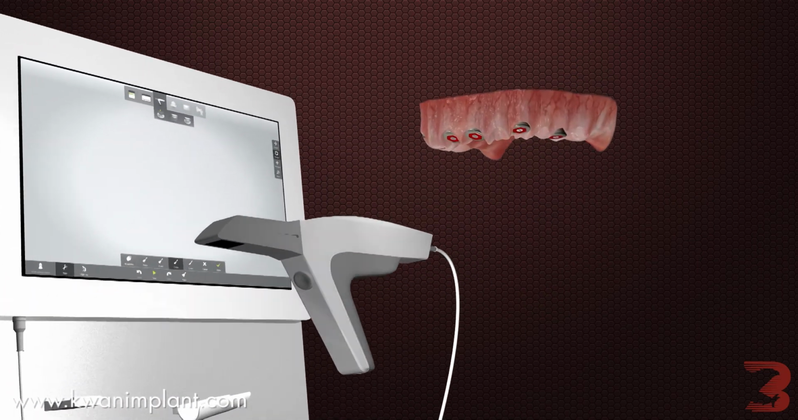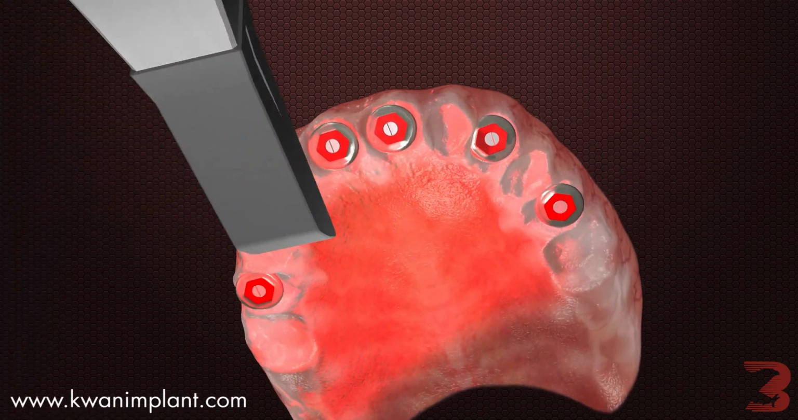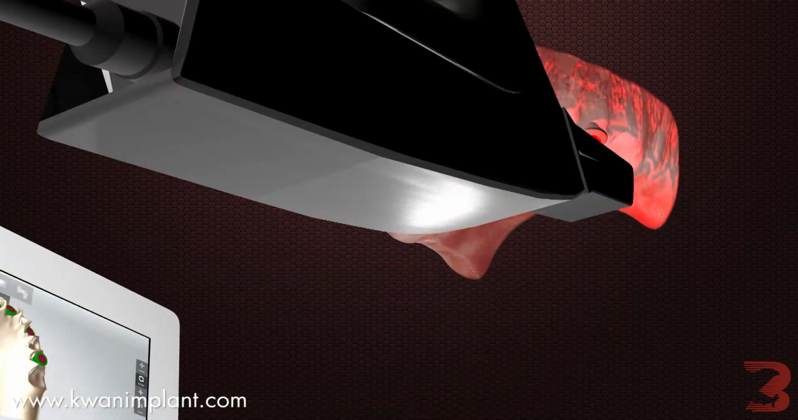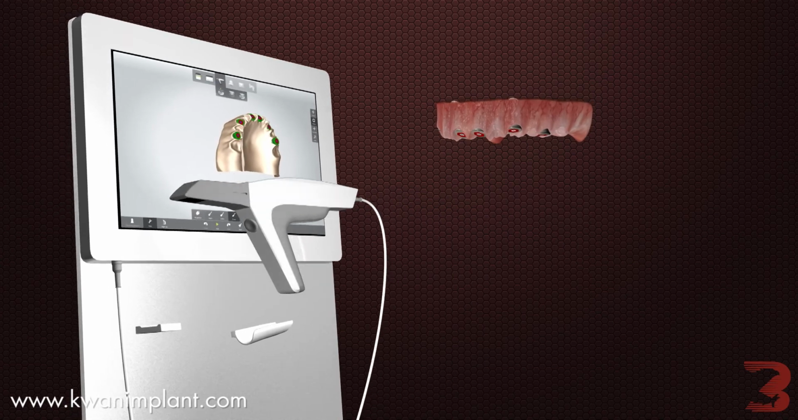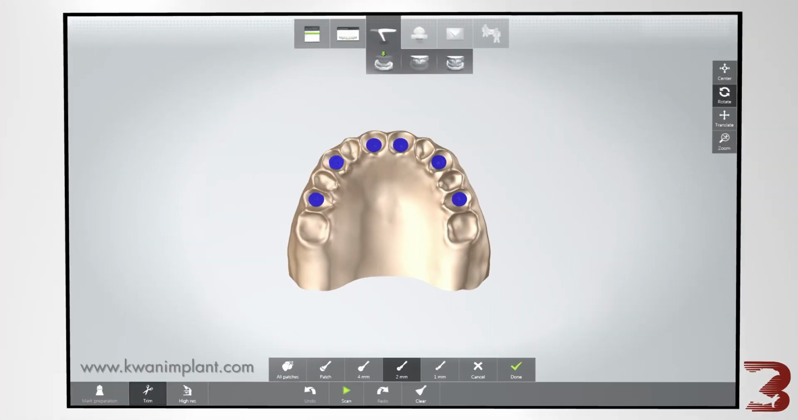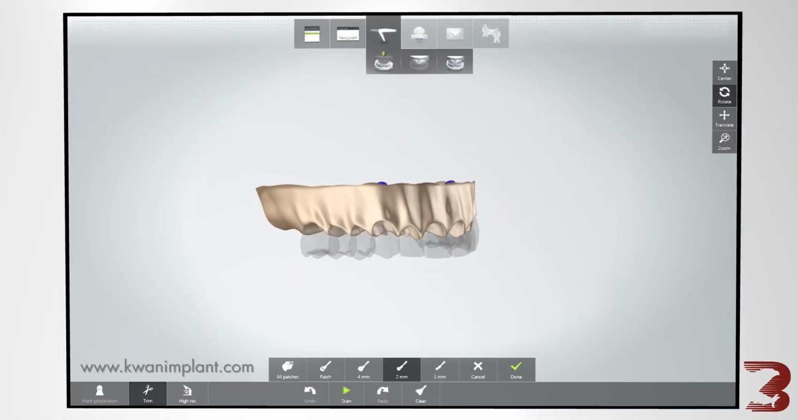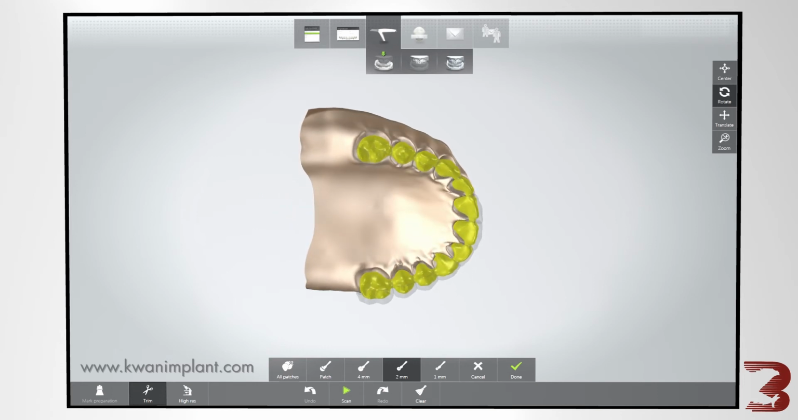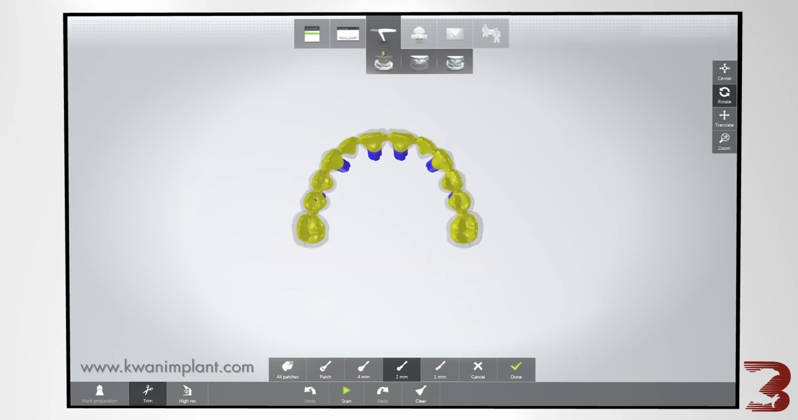With a non-contact intraoral 3-dimension scanner, an accurate virtual model can be generated on screen. Using any computer-aided design dental software, the final one-piece implant restoration can be created.